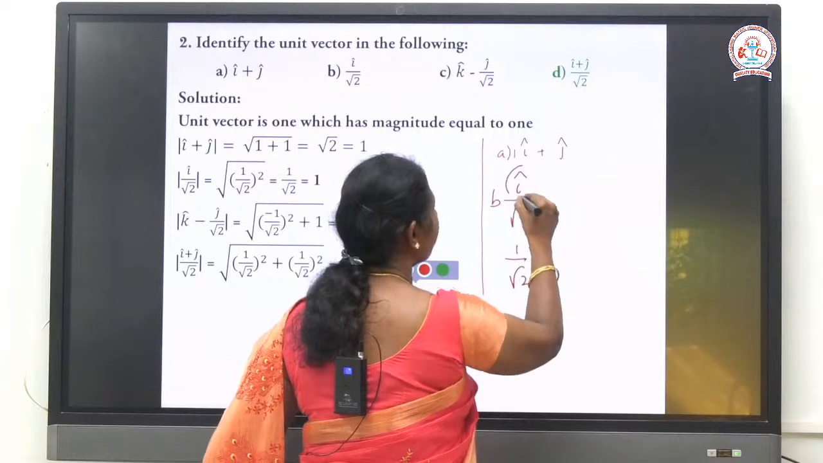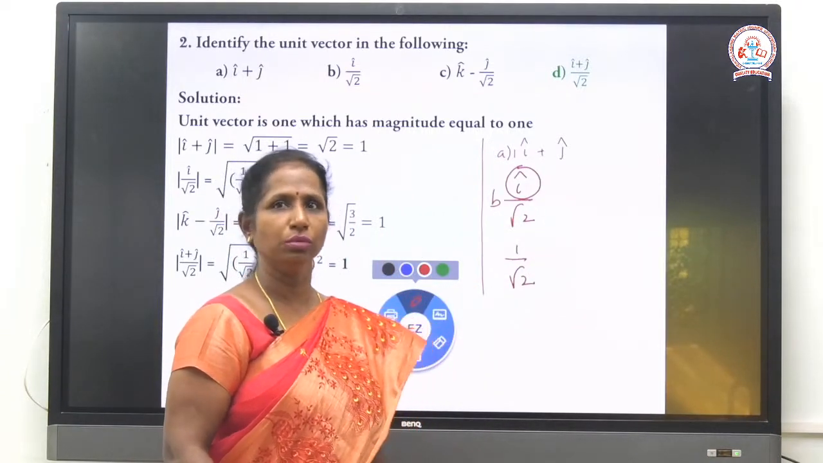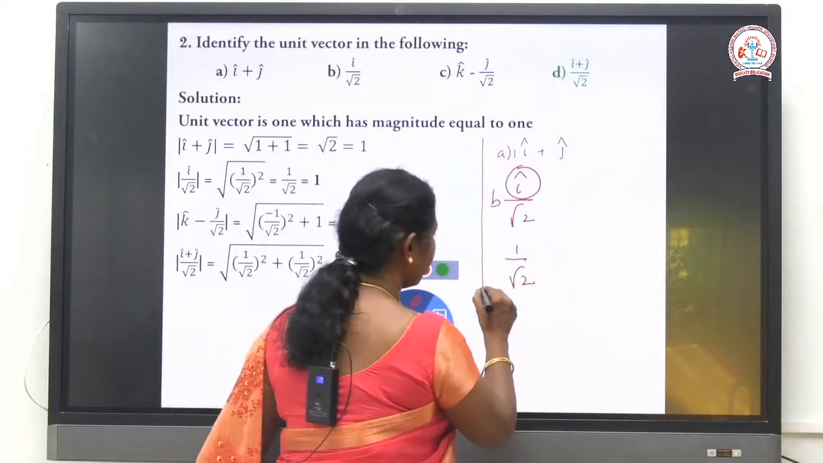Correct? So except I cap, what do we have? That is the component. So the component of I cap is 1 by root 2. Yes, clear? Now, how to calculate the magnitude?